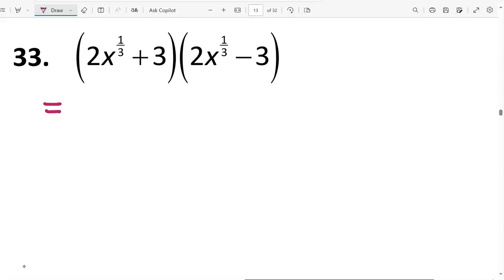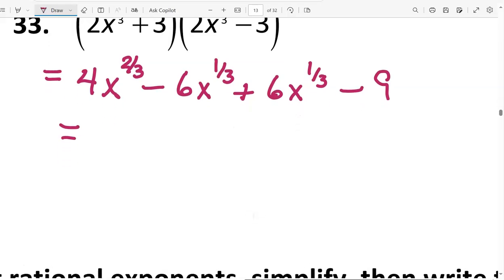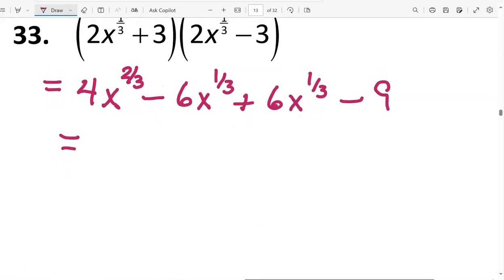In 33, we're multiplying two binomials. 2x to the 1/3 times 2x to the 1/3 is 4x to the, and remember we're multiplying, so we're adding the exponents. 1/3 plus 1/3 is 2/3. And then the product of the outers would be minus 6x to the 1/3. The product of the inners would be plus 6x to the 1/3. And the product of the lasts, minus 9. You'll notice that the two middle terms are going to go away, and we can rewrite x to the 2/3 in the form of the third root of x squared and minus 9.